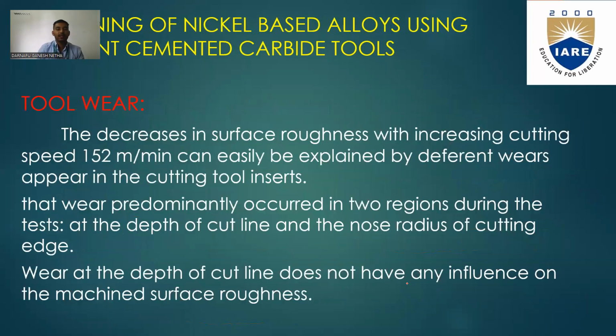Tool wear. The decrease in surface roughness with increasing cutting speed can be explained by the different wear mechanisms in the cutting inserts, which predominantly occurred in two regions during the tests: the depth of cut line and the nose radius of the cutting edge, where the depth of cut does not have any influence on the machined surface roughness.